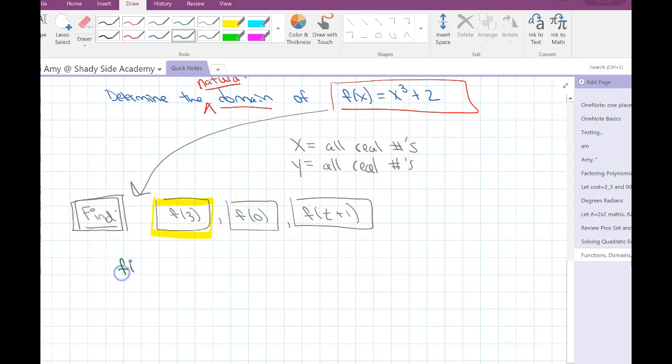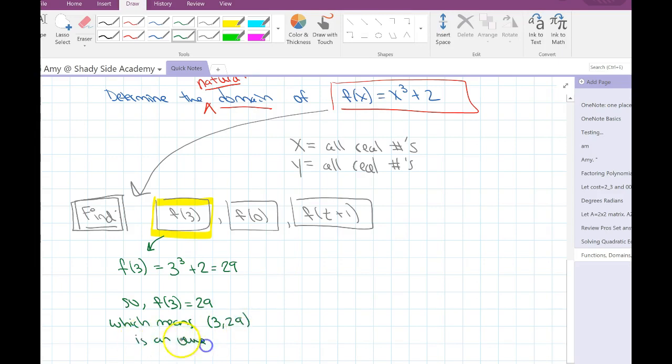F of 3 will equal 3 cubed plus 2, which equals 29. So f of 3 equals 29. Let's make sure we remember what this means. If you see in function notation f of 3 equals 29, what that means is the point (3, 29) is on the graph of f of x.